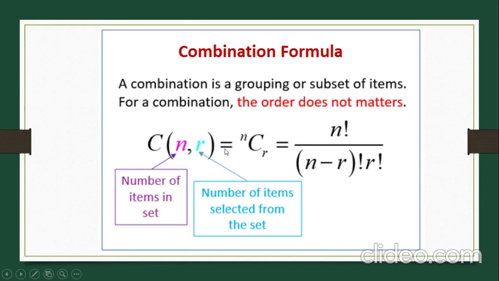To solve a combination problem, you are just going to divide the factorial of the number of items in a set by the factorial of the difference between the number of items in the set, the n, and the number of items selected from the set, which is r, multiplied by the factorial of the number of items selected from the set, or the r factorial.